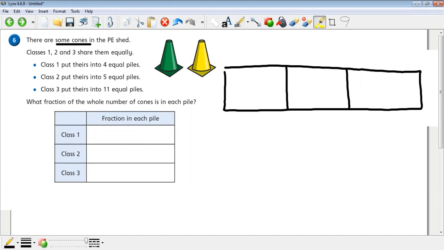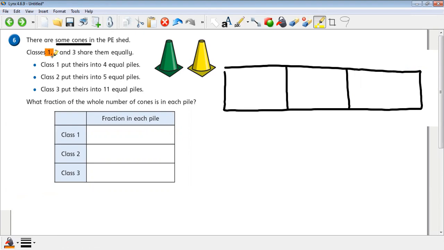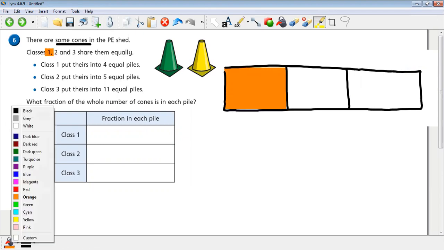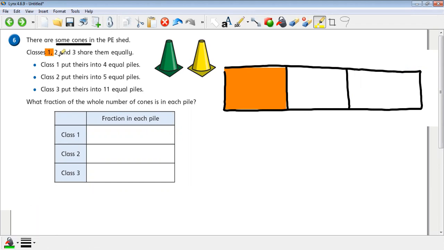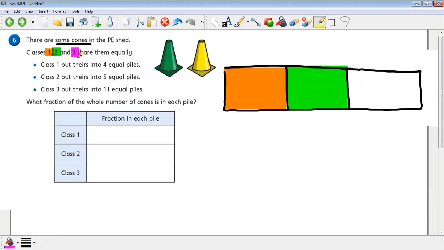Okay. Now for ease of this, which I would suggest doing at home as well, use colors to help you. Okay. So I'm going to use orange. Let's go with a bit of green for class 2. Something different. Maybe a bit of magenta. There we go. Right, in it goes. So we split the cones equally between the 3 classes.